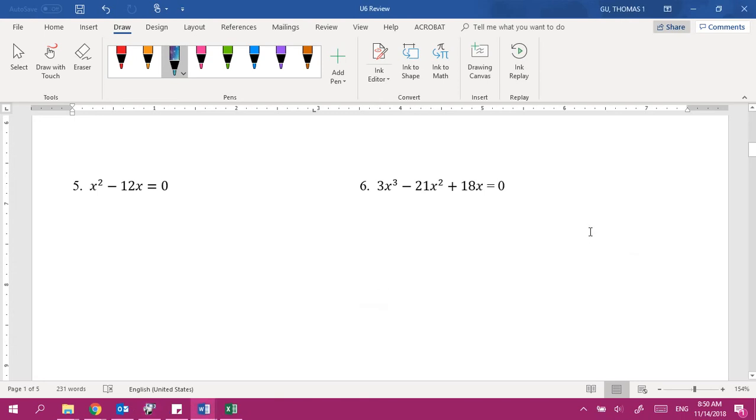So number 6 right here, it says to solve, so you need to factor and solve. Whoa, that's not what it is. That's frozen. Hang on a second.